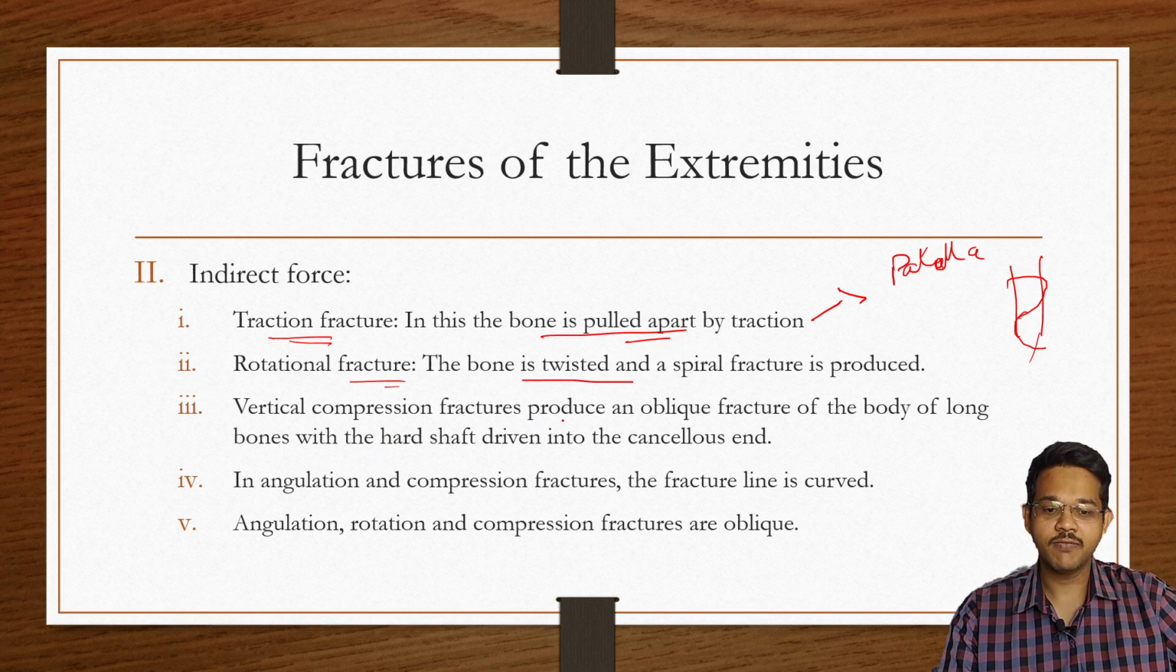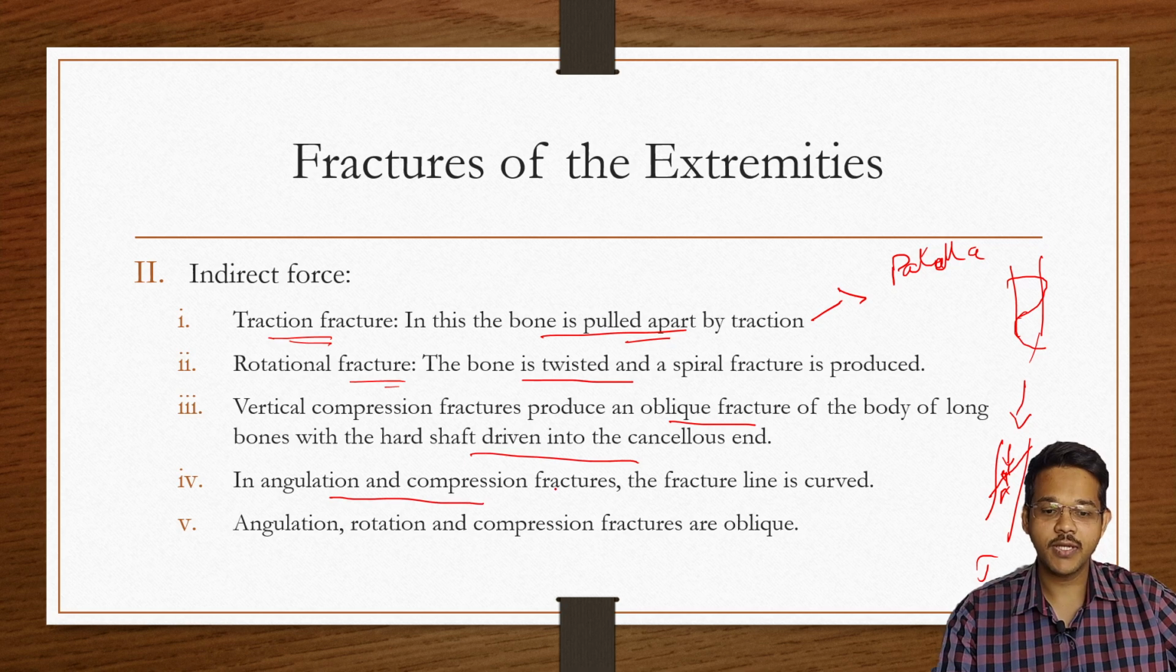Then vertical compression fracture produces an oblique fracture. So here when the bone is compressed from up and down, there are chances that an oblique fracture may occur of the body of the long bones with the hard shaft driven into the calcaneus end. So both these two ends of the fracture, because of the compression, break in an oblique fashion and get impacted within each other.